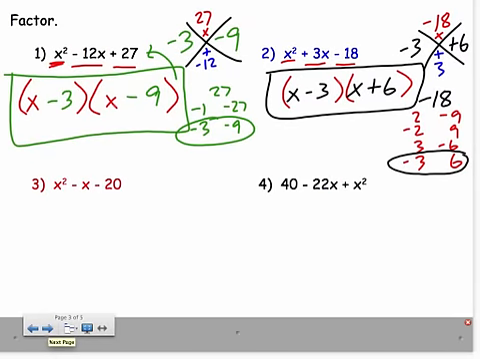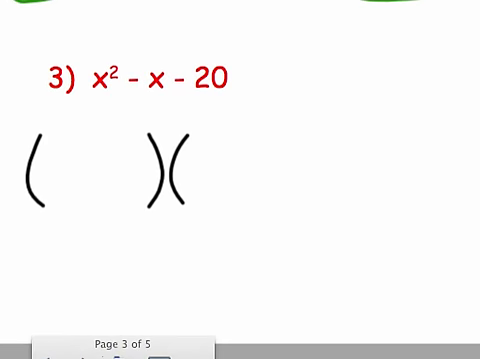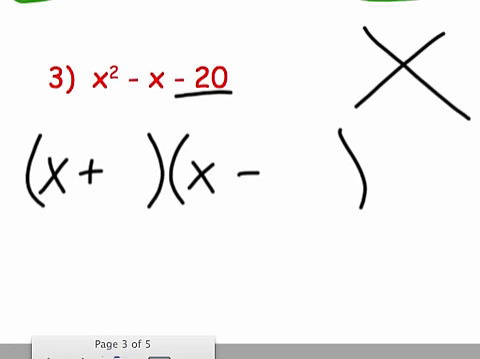And let's just think about how I would start this. I know it's x and x. What would my signs be in here, you think? They got to multiply to a negative 20, right? So one's got to be positive, one's got to be negative. I know that. And if I go through negative 20, they got to add up to a negative 1, don't they? There's an imaginary 1 there. So they got to add up to a negative 1.